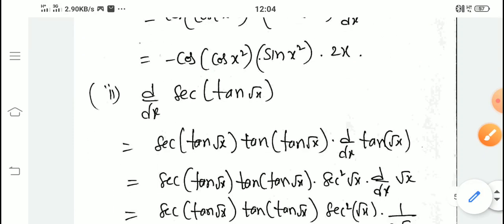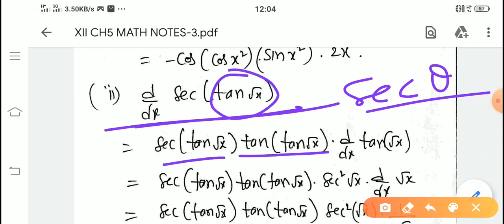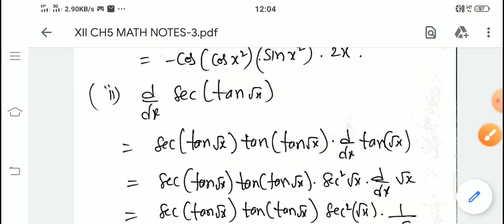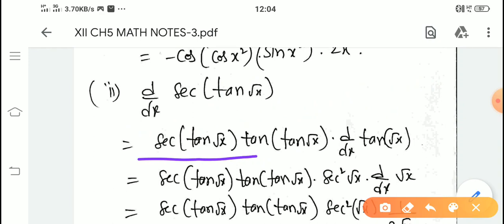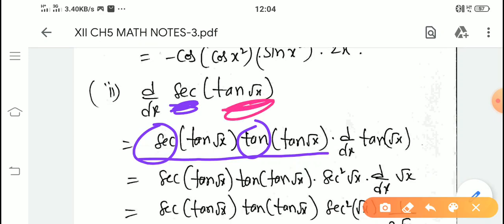Next, in a similar way, secant of tan root x. What is the secant theta derivative? Secant theta derivative is secant theta tan theta. Theta means tan root x. So it is secant of tan root x into tan of tan root x, because the secant tan has come from the secant derivative. Then after that, what you have to do? You have to multiply by the tan root x derivative. What is the tan root x derivative? Tan derivative is secant square root x. Then again we should multiply by the root x derivative.